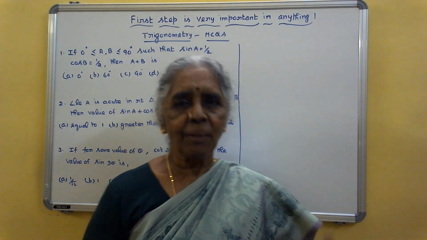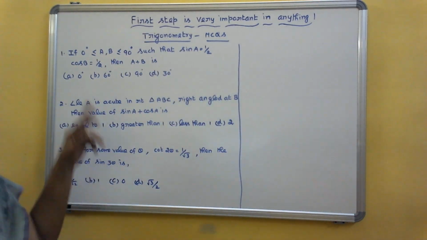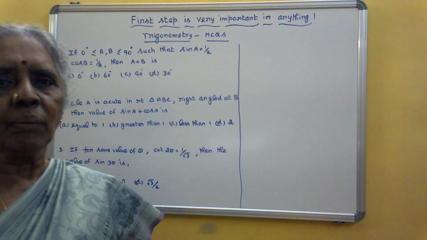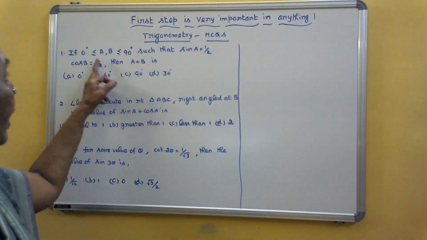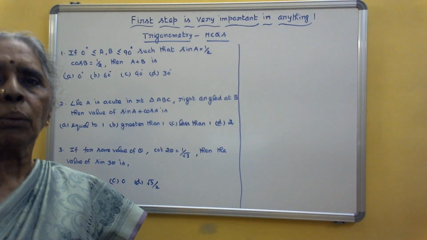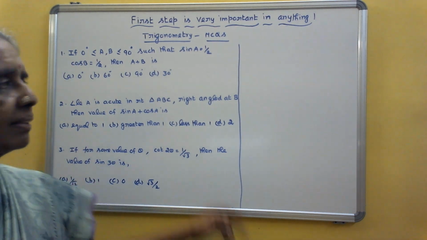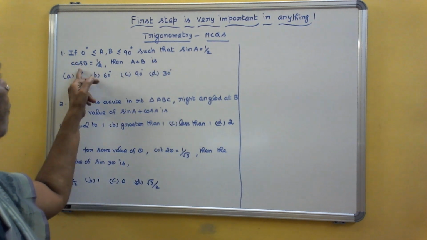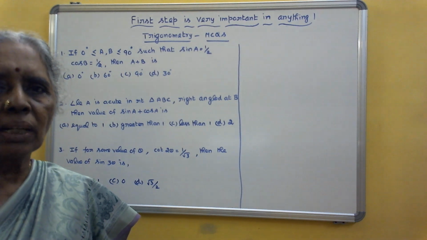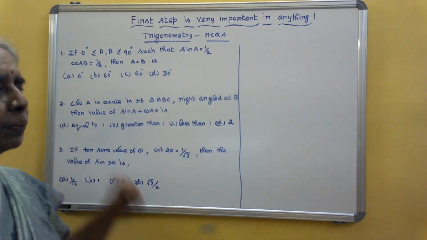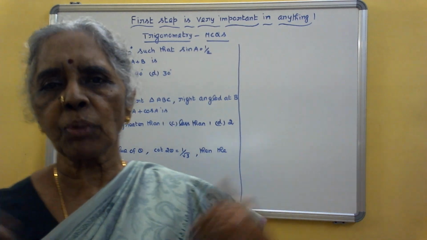Okay, let us go. First sum. If 0 degrees is less than or equal to A, B, which are less than or equal to 90 degrees, such that sin A is equal to half, cos B is equal to half, then A plus B is, and 4 options are given. A very simple sum to start with.